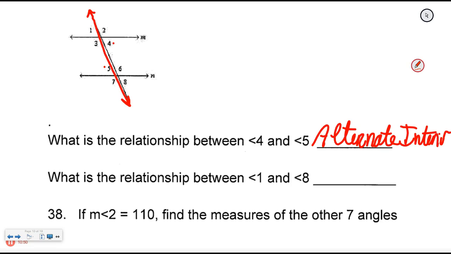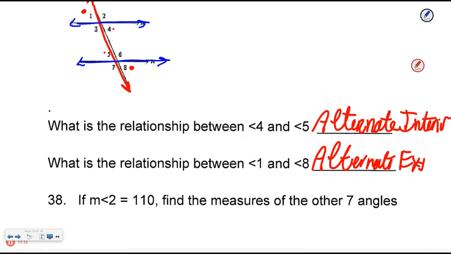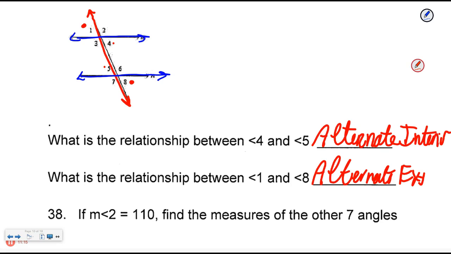We have it on the back of your note card, but they're kind of easy to figure out. We're outside the parallel lines. I'm going to do the parallel lines in blue so you can see we're not inside them, so I won't click anything that says interior. We're on the outside, and we're on opposite sides of the transversal. So we call those alternate exterior angles.